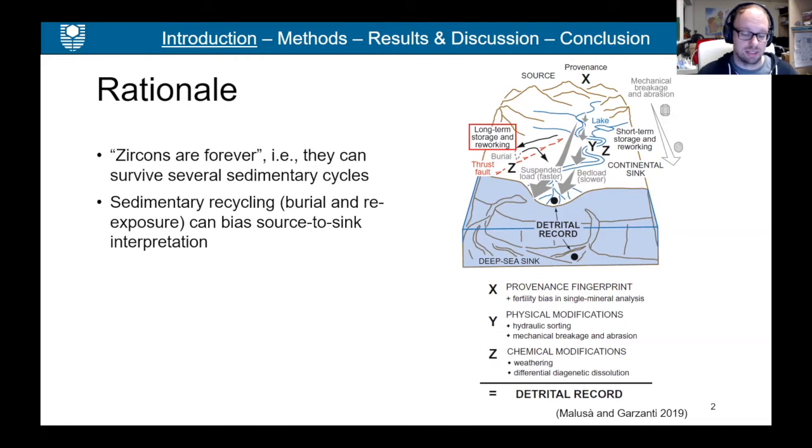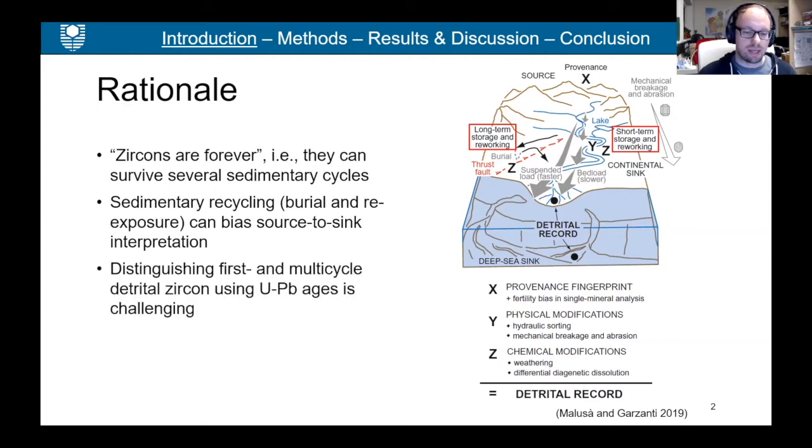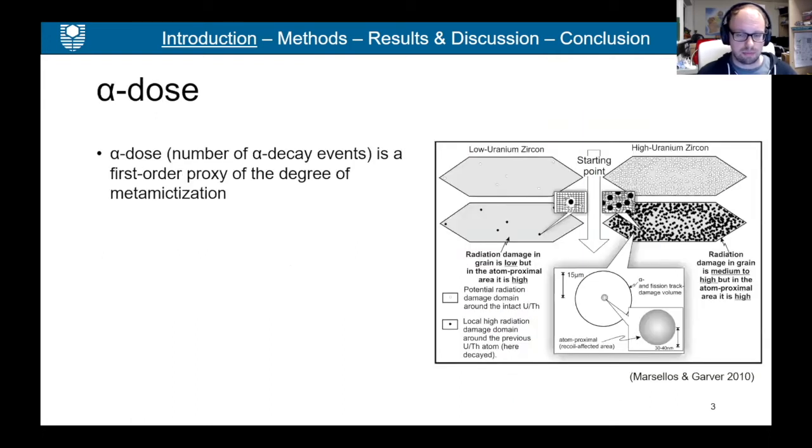And this is relevant on the geological timescale, but also for processes occurring on a more recent scale. So the key challenge for people working with detrital zircon is to distinguish first cycle zircons, essentially coming from primary crystalline basement rocks, and multi-cycle zircons, which are sourced from sedimentary rocks. Today we want to have a look at alphadose as a measure for sedimentary recycling.